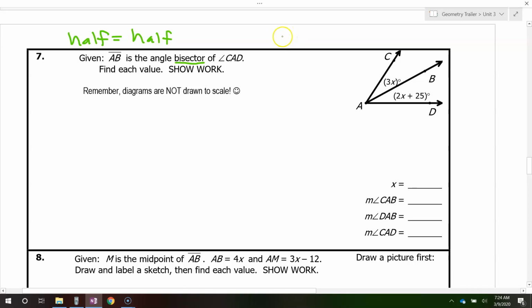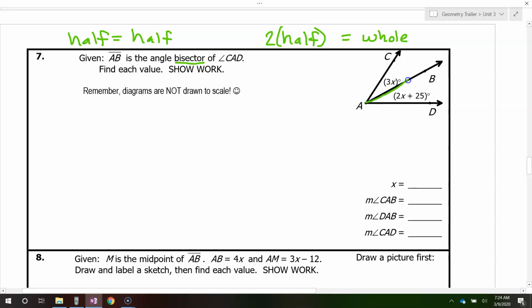Sometimes you're given a half and a whole. A half does not equal a whole, obviously, but two halves will equal a whole. So if they give you a half and a whole, you will set it up as two halves equals a whole. So looking at this picture, we're given that AB is a bisector.